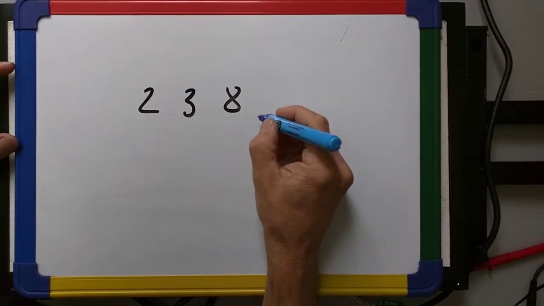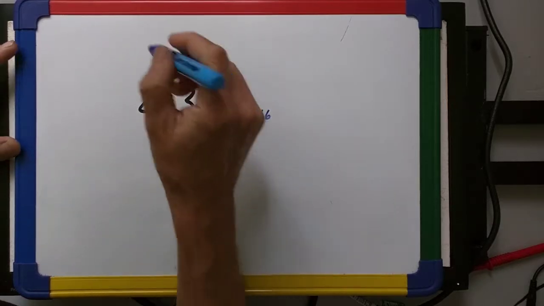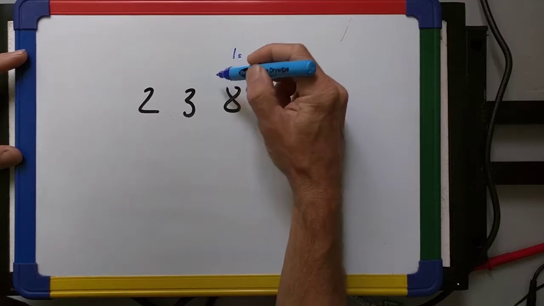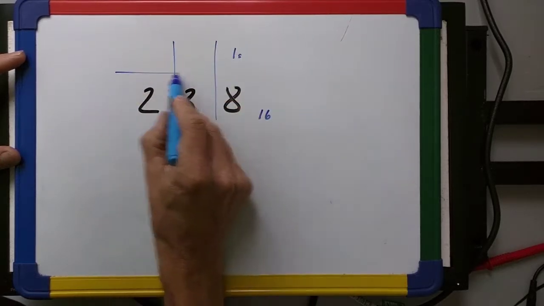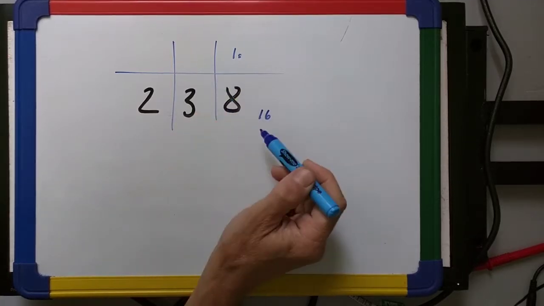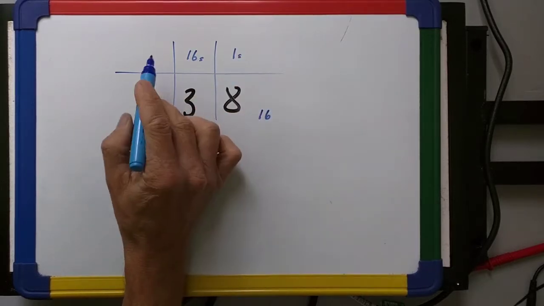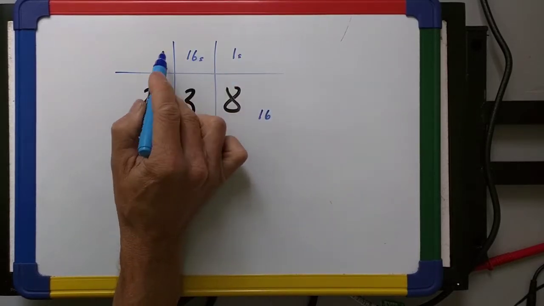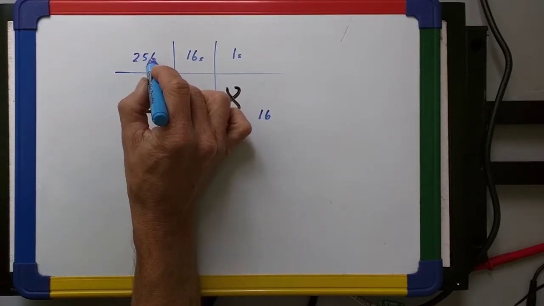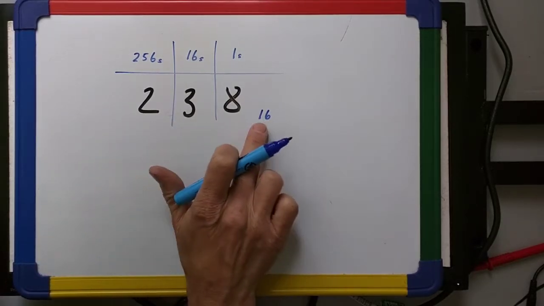So it works the same way as it did before. Let's imagine this is a hexadecimal number. Then this is still going to be ones in this column. But here, instead of having 10s, because we're working in base 16, these are 16s. And then here, instead of hundreds, 10 times 10, it's 16 times 16, and these are 256s.